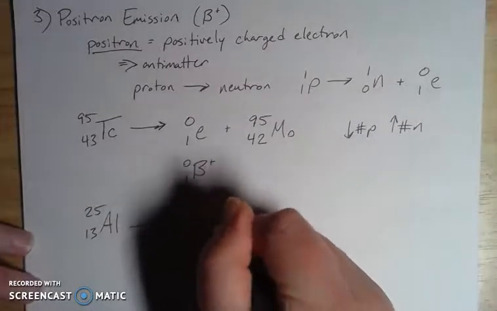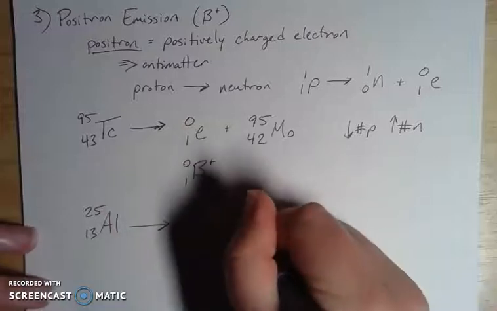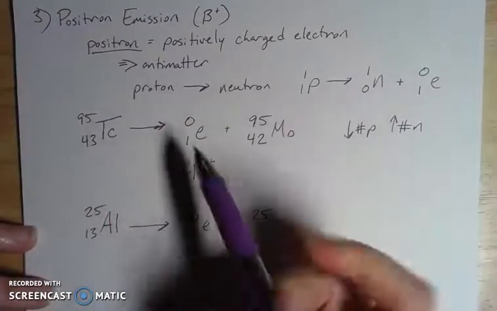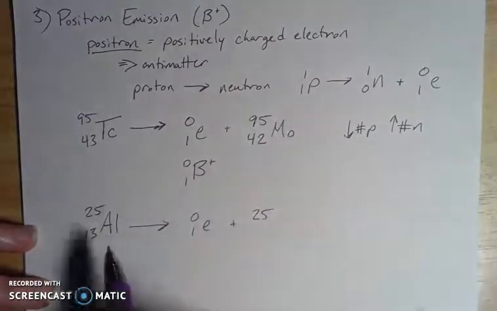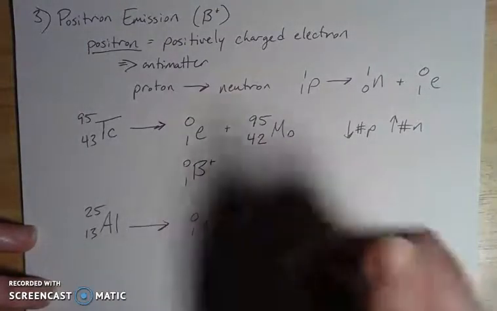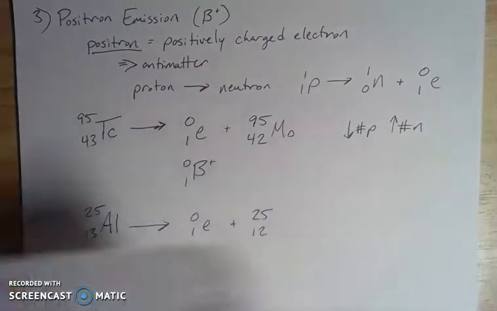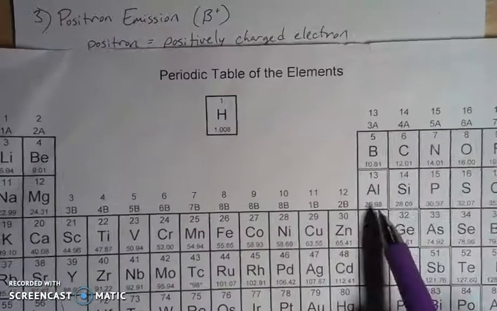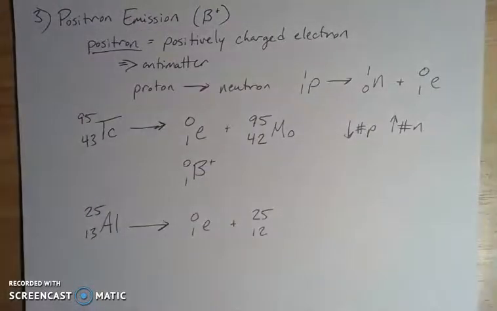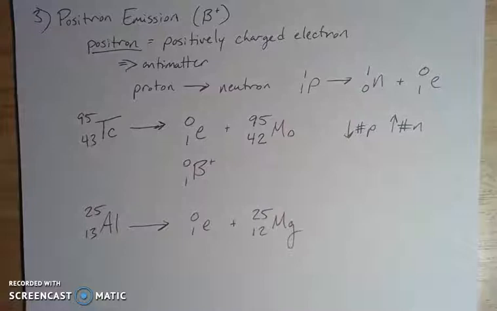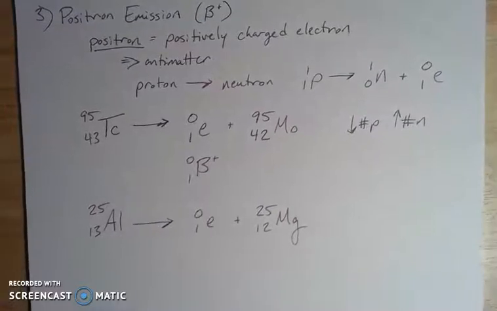If we emit that positron, then to balance that out, my mass number stays the same, right? Because that's the key there. And then 1 plus whatever this is has to give me 13. So that means that it's 12 if we go to our periodic table. Here's our aluminum. We're going down to 12. That means we're going to magnesium. And that's a very stable isotope of magnesium, a pretty common one. Okay, so that's positron emission.